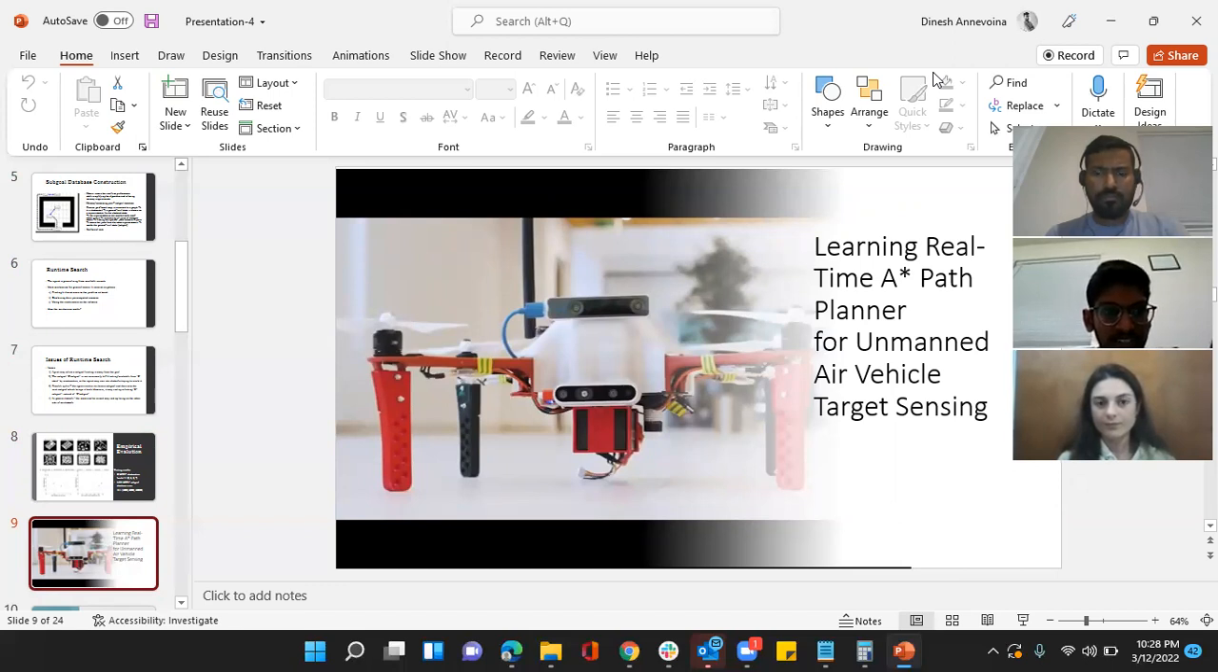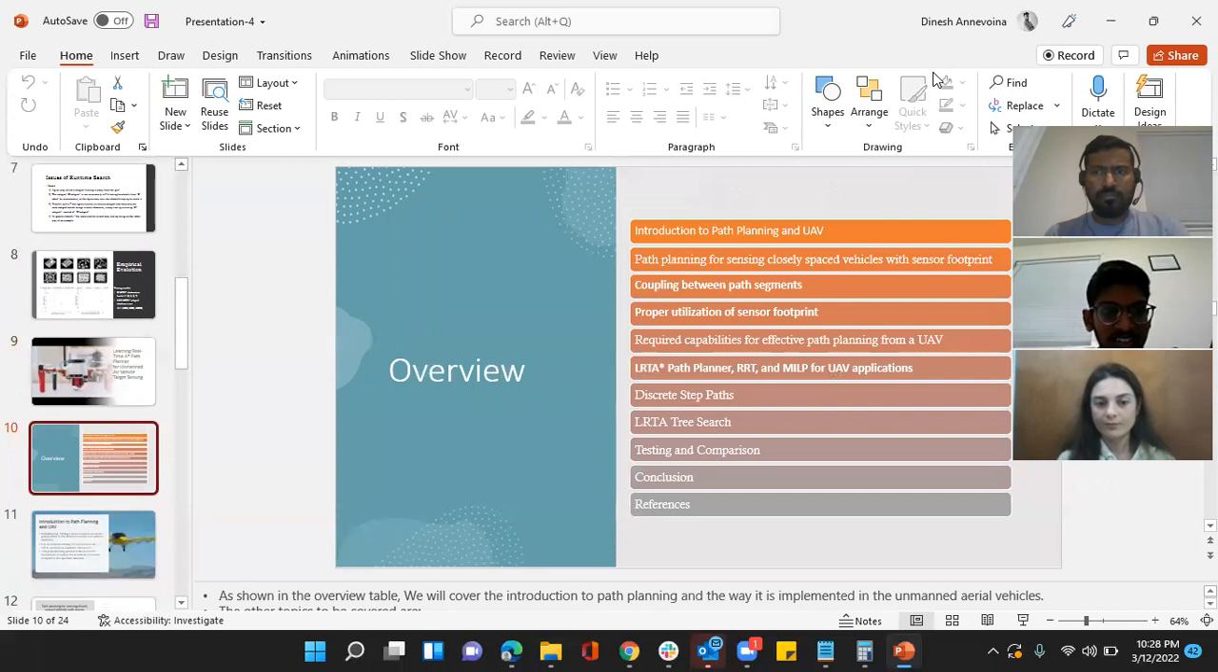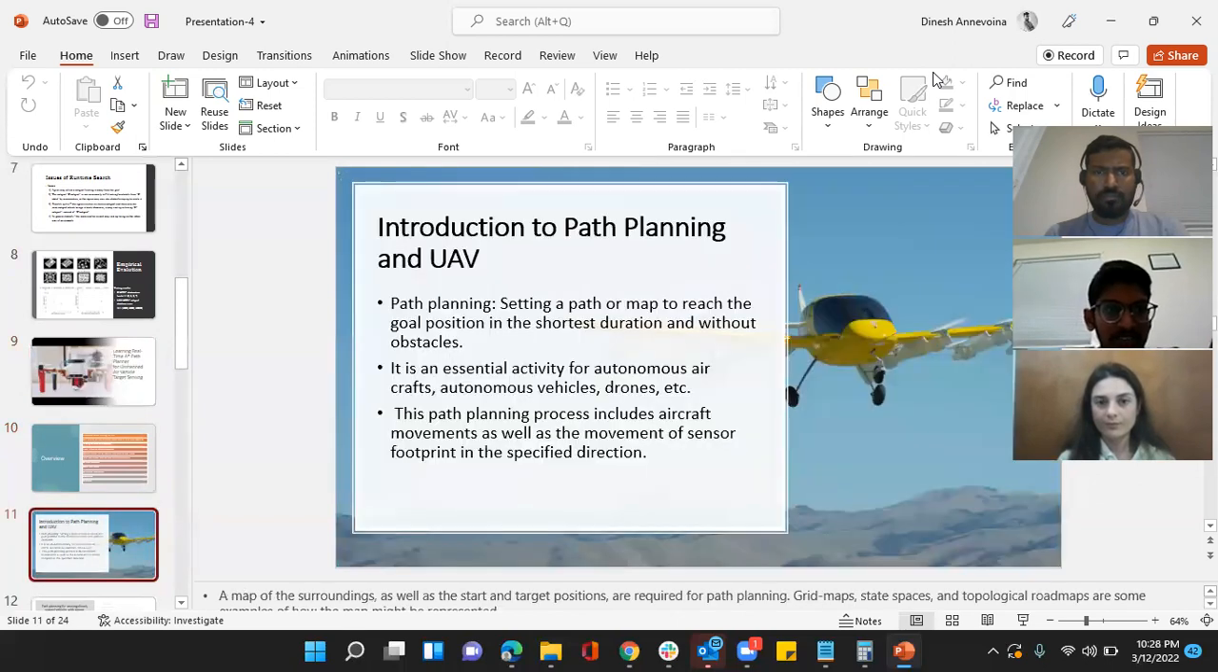We can go to the next slide, Dinesh. The next one is just an overview, right? So the next slide is the introduction to path planning and UAV. Path planning is nothing but setting a path or map to reach the goal position in the shortest duration or without any obstacles. And it is one of the most essential activities in autonomous aircraft or UAV or any unmanned air vehicles or autonomous vehicles such as drones or any other autonomous things.